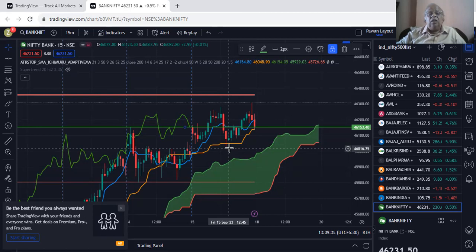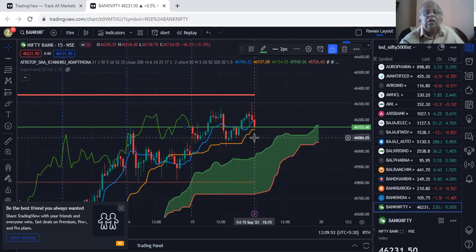But the crux is there should be some difference between the Tenkan-sen and Kijun-sen. If there is no difference, one should not enter into the trade, or here one should not enter into the trade for the downward side if the downward breaching is seen.